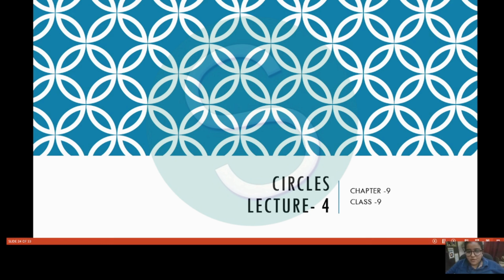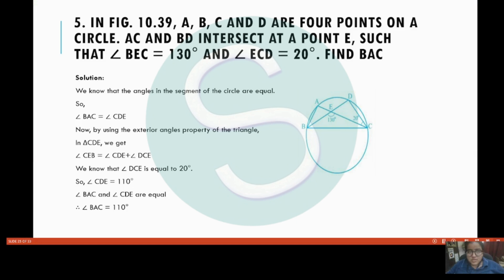So this is the fourth lecture of the ninth chapter of class 9th mathematics, that is circles. The first question for today is that A, B, C and D are 4 points on a circle. AC and BD intersect at a point E such that angle BEC equals 130 degrees and angle ECD equals 20 degrees, and we have to find angle BAC.